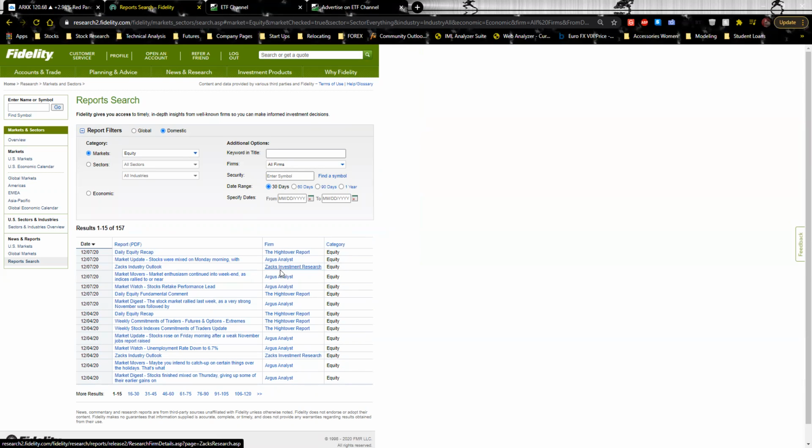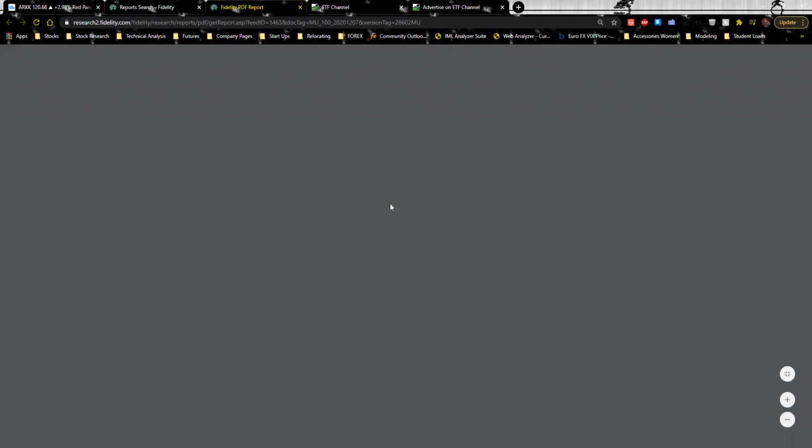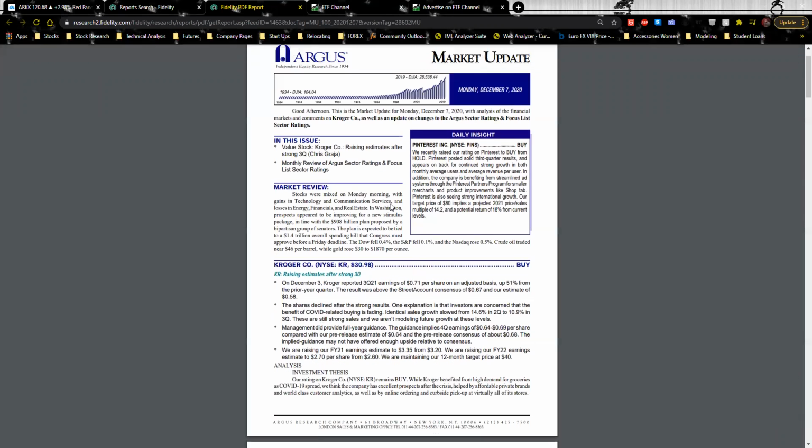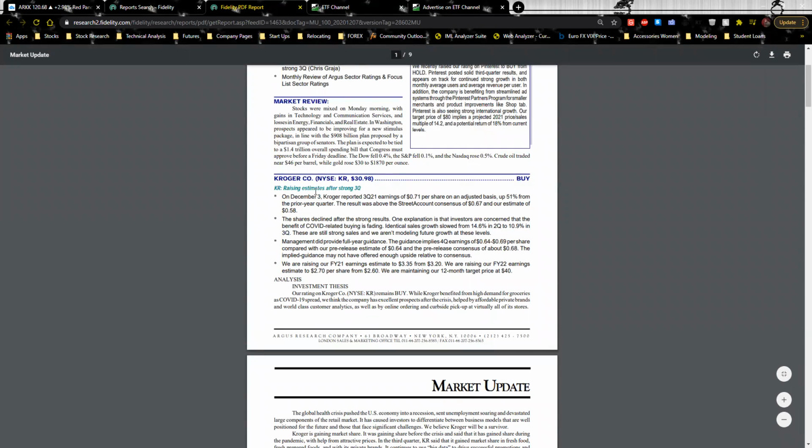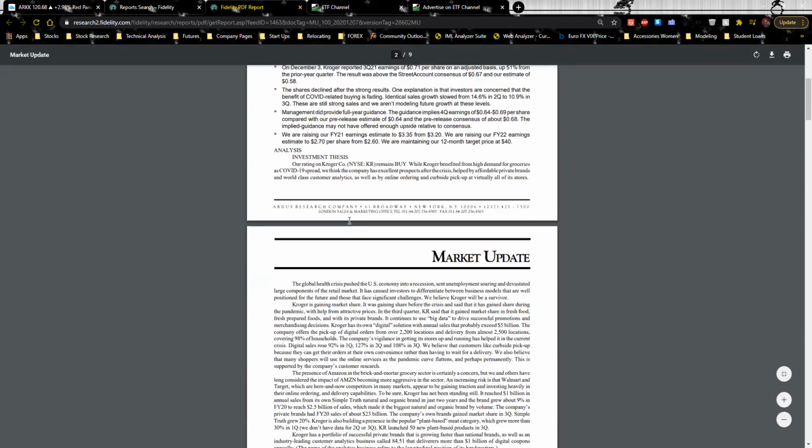I gravitate to Zacks, Argus, and Ford for the most part. As far as reports, when it comes to the daily market, you want to look at Zacks, HighTower, and Argus as well. In this case, you just open one and read through what their commentary is on what's going on in the market daily. Sometimes they have a stock here. Today they had Kroger, and they did a whole breakdown of Kroger.